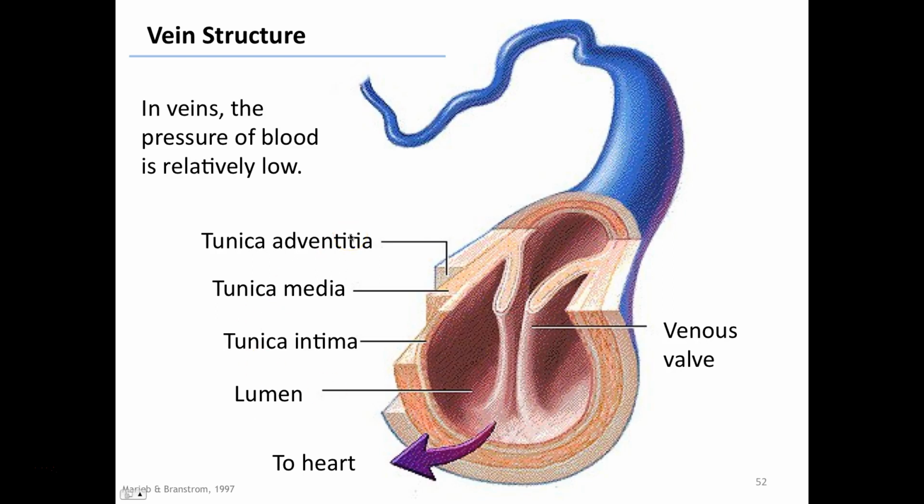When we look at the structure of the vein, earlier we looked at the structure of the artery, now we're looking at the structure of the vein. In the veins, the pressure is relatively low, and because of that, the tunica media is relatively thin compared to the tunica adventitia. The adventitia is the thickest part of a vein, whereas the tunica media is the thickest part of an artery. We still have the tunica intima, as we saw before, but what we also note is this valve. Within the veins are these structures called venous valves.